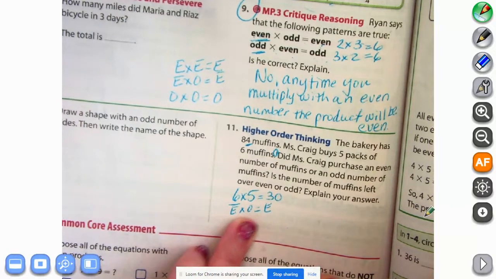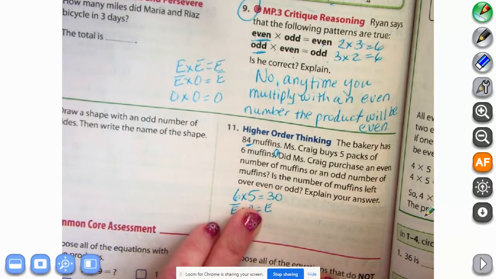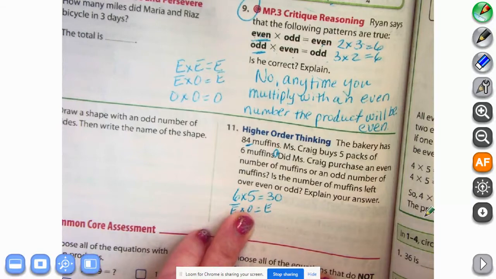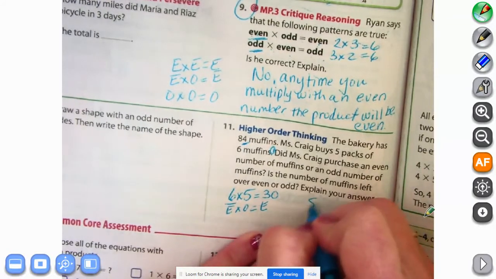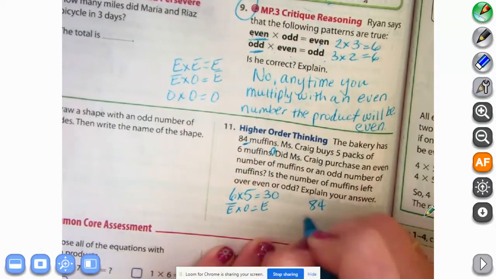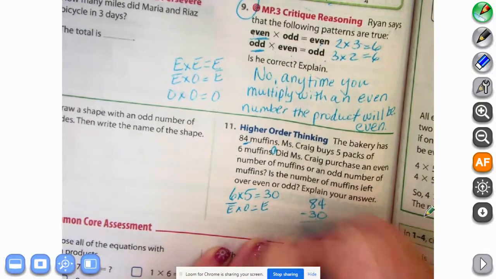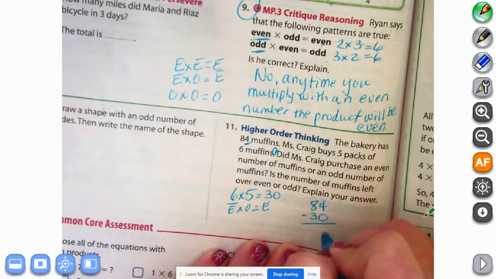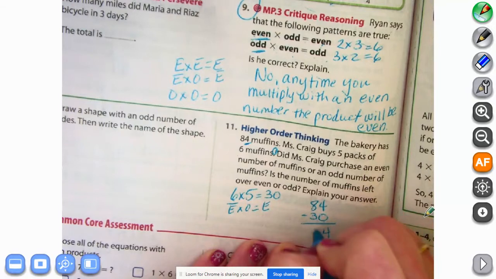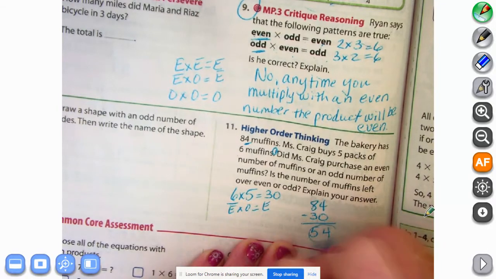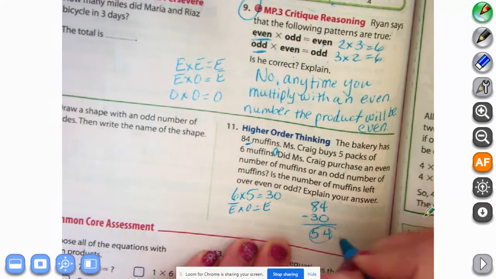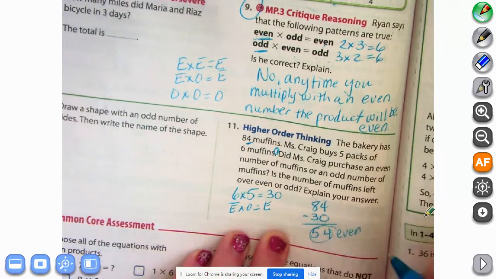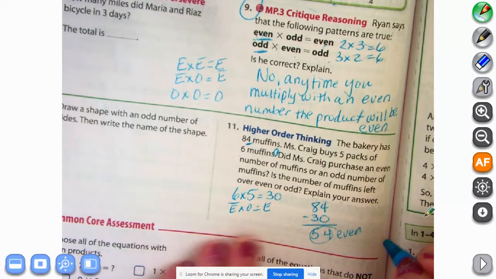Is the number of muffins left over even or odd? Explain your answer. Okay, so we're going to take 84 muffins and take away the 30 that she purchased. 4 minus 0 is 4. 8 minus 3 is 5. So is our answer even? It's even, isn't it? Okay.